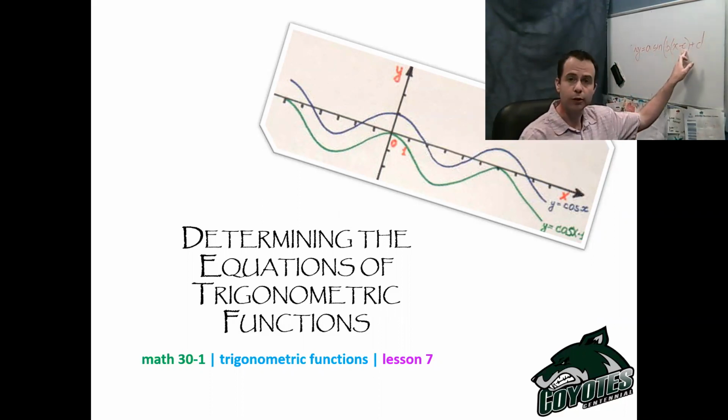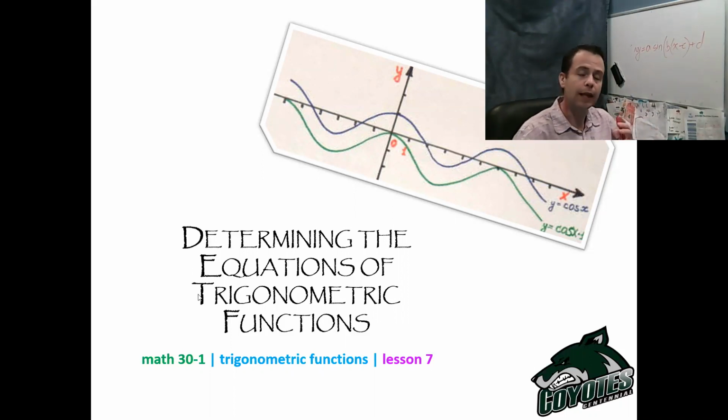C is going to be your horizontal translation, left or right, but in trig we often refer to that as a phase shift. And D is your vertical displacement, which is your vertical translation, either up or down.